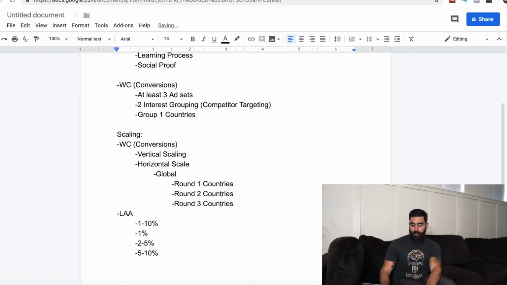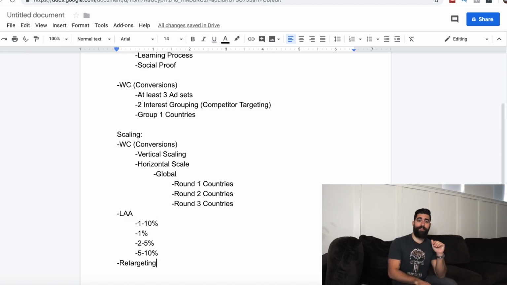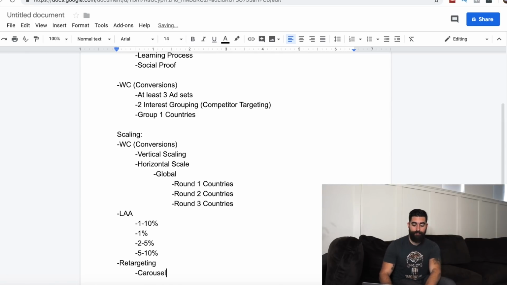So then from here, we want to make sure that we're retargeting. And retargeting, sometimes I do right off the bat. I might start retargeting for that product right as I'm going through and just starting the horizontal scaling process. You want to be retargeting right off the bat. One thing that I've seen work really well is carousel ads. They work well with retargeting, but there's several different techniques that work well with retargeting.